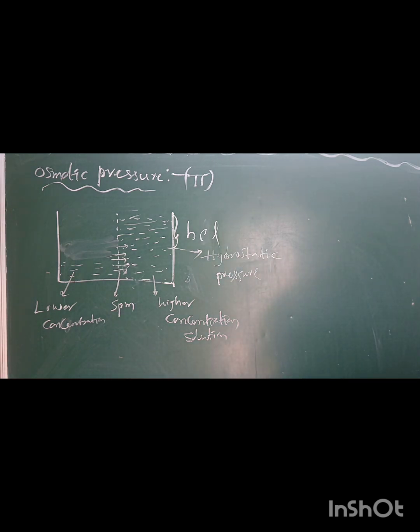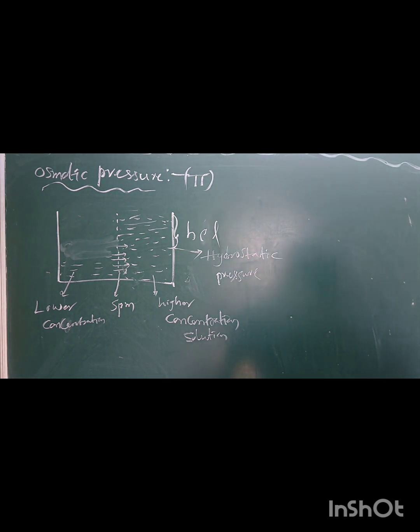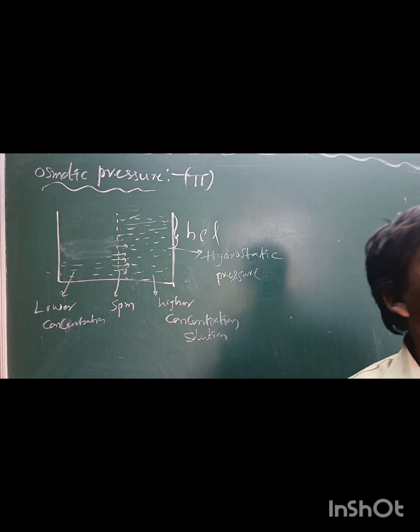Once again, repeat: the osmotic pressure of the solution at a particular temperature may be defined as the excess hydrostatic pressure that builds up when the solution is separated from the solvent by a semi-permeable membrane, or the excess pressure that must be applied to a solution in order to stop the flow of solvent into a solution through a semi-permeable membrane. It is also called osmotic pressure.